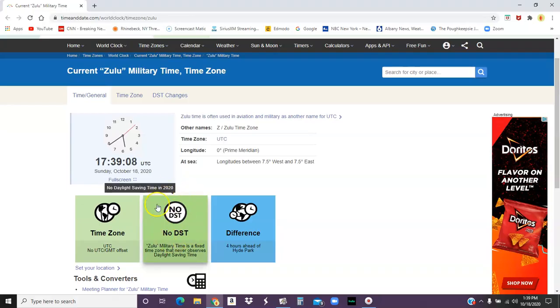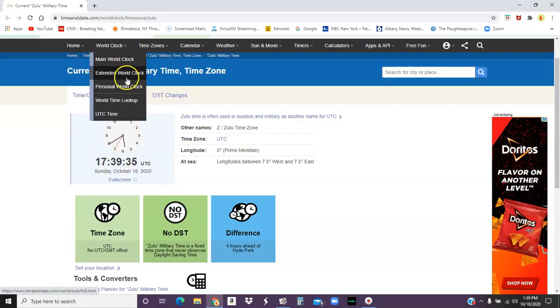And you see it says it actually down here: Zulu military time is a fixed time that never observes daylight savings. It says High Park, but I'm in Rhinebeck. So we're 4 hours different. If I check this in a couple weeks when we change the clocks back, we'll be 5 hours different from Zulu time. They don't observe daylight savings. We do. So right now we're 4 hours different from Zulu. But you can always go to this military time zone tool. It'll tell you what is the time in England.